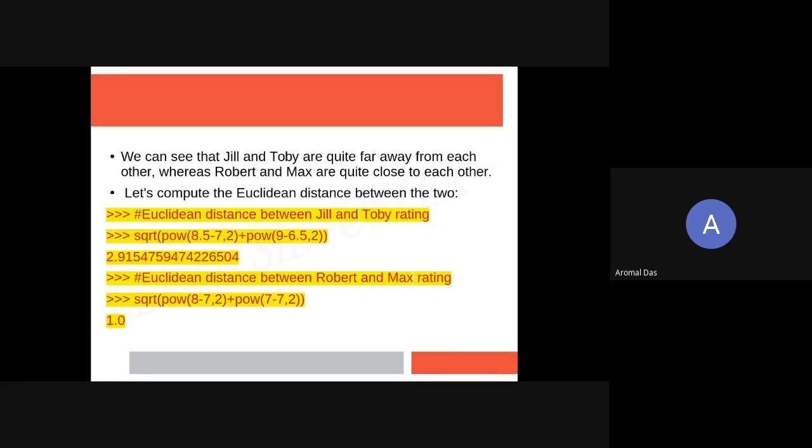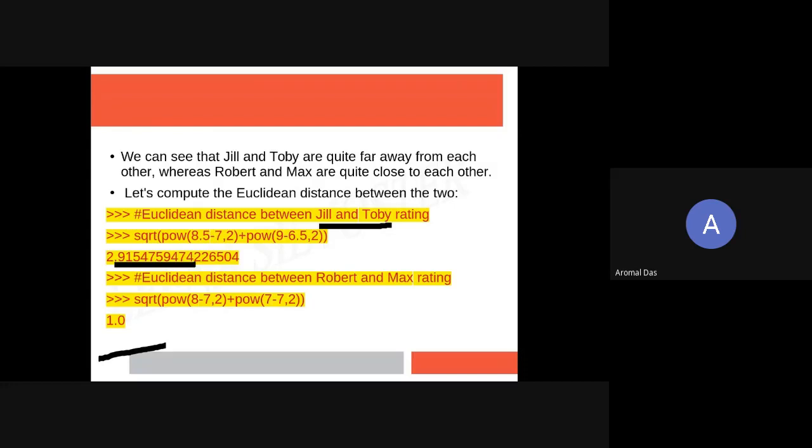So now let's see how Jill and Toby are closer to Robert or Max. So for that we can calculate the Euclidean distance between Jill and Toby, and then the Euclidean distance between Robert and Max. So Euclidean distance between Jill and Toby is 2.95 and the Euclidean distance between Robert and Max is 1.